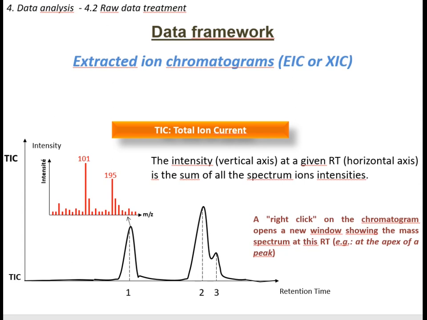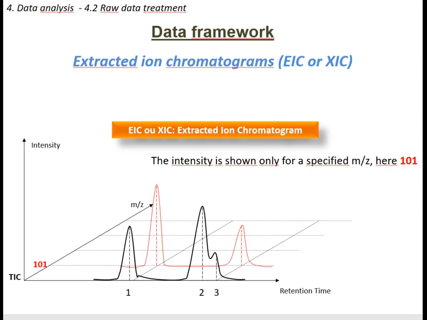If you right-click on the computer at the top of a peak, you will see the mass spectrum at this particular retention time, which is mostly the mass spectrum of the molecule, but also a bit of background. Now you can decompose the mass spectrum by projecting on the third dimension and exploring the mass spectra of the different molecules altogether.